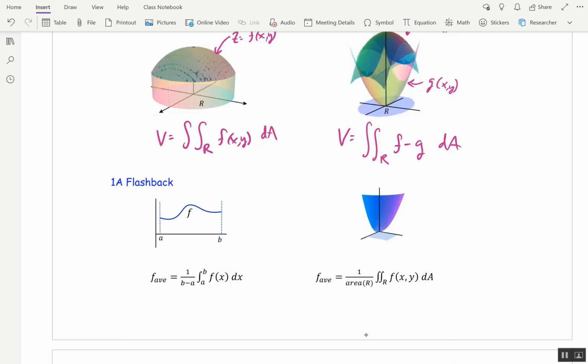And then average value, I don't know if you remember the formula for average value of a function over an interval from a to b, but what we did is we integrated f from a to b, and then we divided by the length of the interval. And we're going to do something similar in two variables. We're going to integrate f, but we're going to divide out by the area of the region we're integrating over instead of the length of an interval. And so the geometric interpretation, f average here is like the average height of this curve. Same thing over here, f average is going to be the average z value, the average height of this surface.